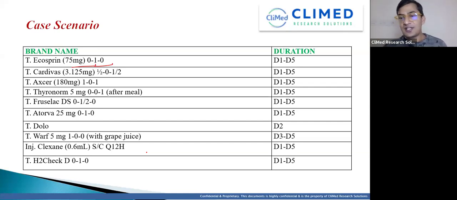What is Frusilac DS? Do you know what Frusilac DS is? Spironolactone? Only furosemide plus spironolactone? Not at all. This is furosemide double strength. Furosemide DS is furosemide double strength, not spironolactone.